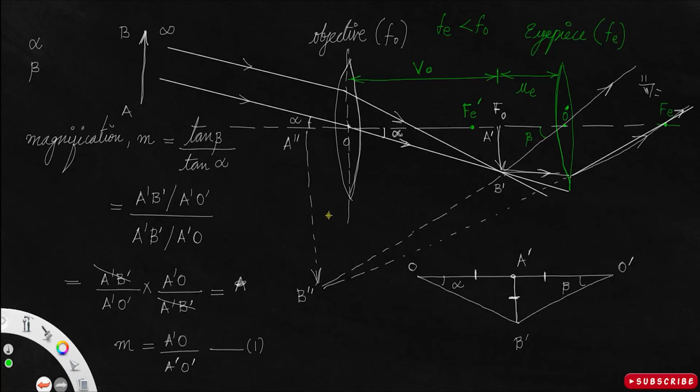And we know the minimum distance the image should form from our eyes will be D, the least distance of distinct vision. For normal eyes, D is equal to 25 centimeter. That is, the image should be formed at least 25 centimeter away from our eyes. Otherwise, we cannot get a relaxed view of that image. Our eyes get strained. Any distance greater than 25 centimeter is okay, but the minimum distance should be 25 centimeter.